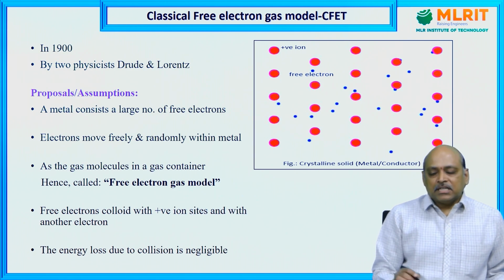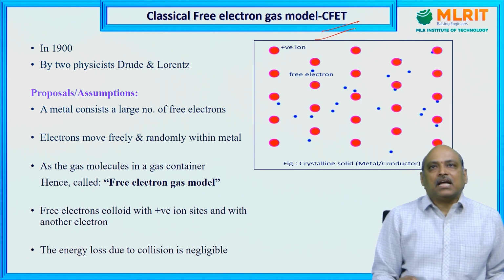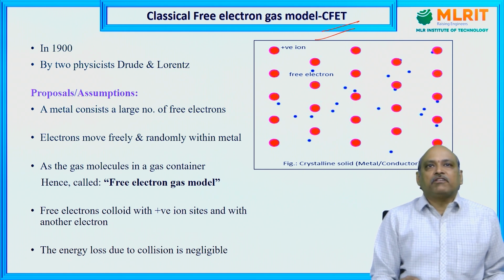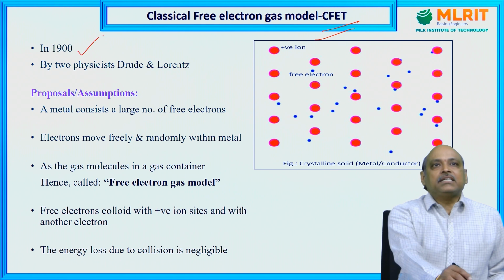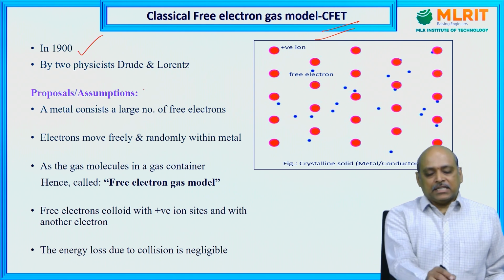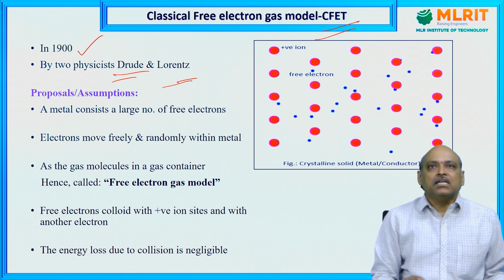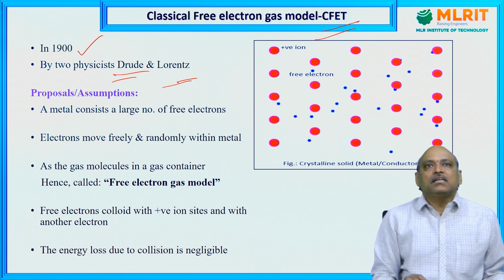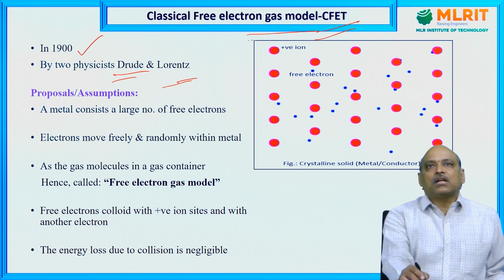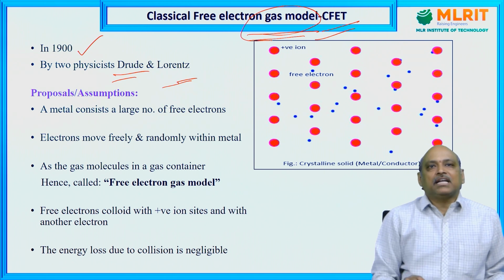Now, let me take the first theory. Two theories are there, as I told you. The first is the classical free electron theory, which explains why electrical conductivity is very high in metals. In the year 1900, two scientists, Drude and Lorentz, proposed this theory. It is called the classical free electron theory or the classical free electron gas model. The reason for calling it a gas model I will tell at the end.